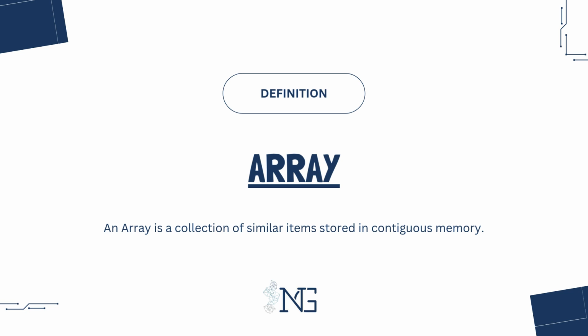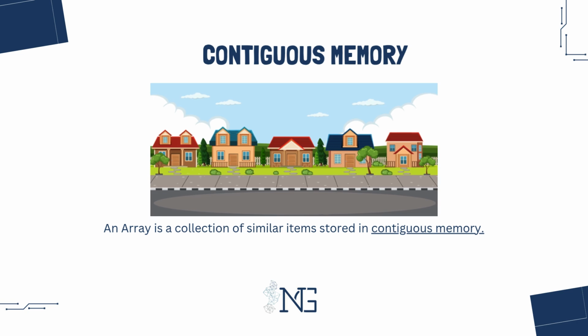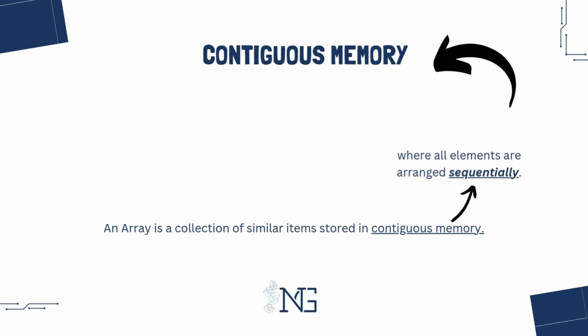An array stores elements in contiguous memory. That means the elements are placed back to back, just like houses on a street. In simple terms, they're stored sequentially.